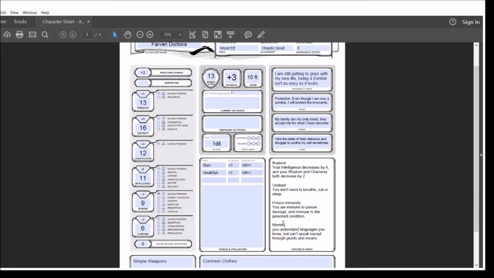So you understand languages that you knew when you were alive, but you can't speak them except through grunts and moans. And I think, as it says on the website, you can do an intelligence check, so just a plain old intelligence check, and if you succeed you're able to say a sentence that's no less than 4 words, which means you can try and creatively get what you're trying to get out in 4 words, which is very entertaining. I think as you get higher up in levels you can then expand the word limit.